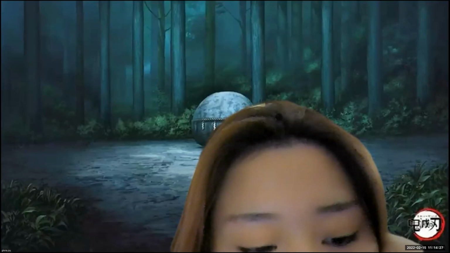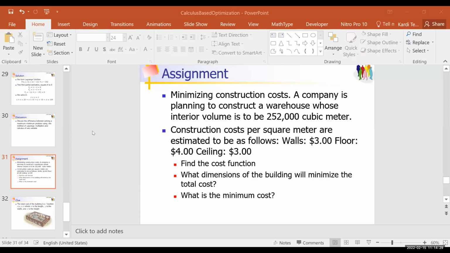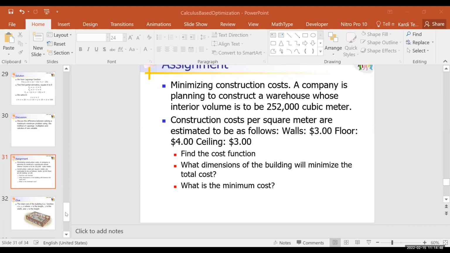Do you want to do it now or do it as an assignment? You can do it now if you want. So here you want to minimize the construction costs, right? The company is planning to construct a warehouse, okay? Or you can do it as an assignment, that's also fine.